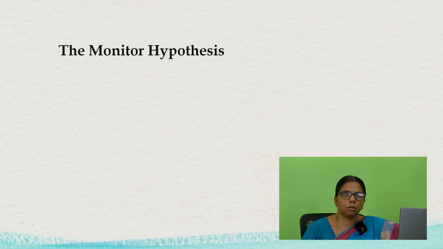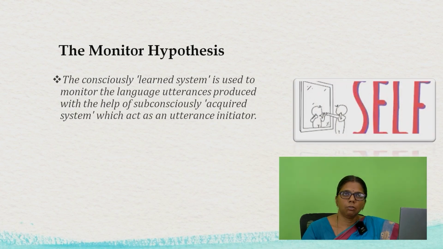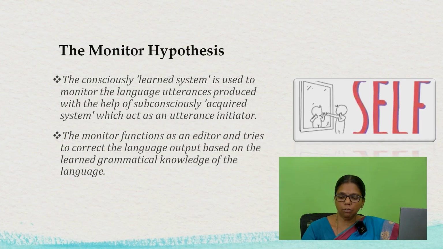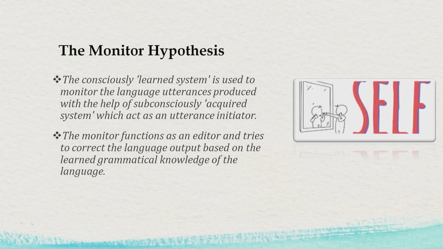Okay, let's move on to the monitor hypothesis. So this is the third one. What exactly do we mean by monitor? He feels that all of us have this monitor in our mind, and this monitor is actually an outcome of our learned systems. Let's say, for example, our grammar.